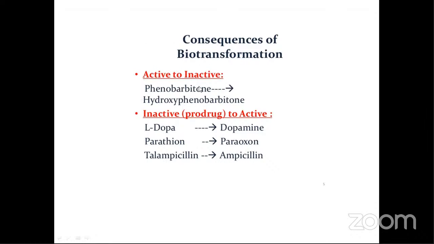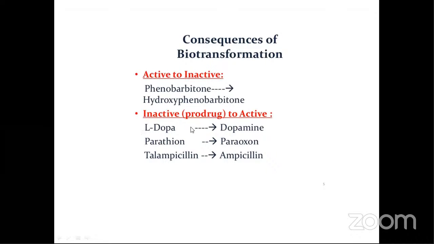You have an example like phenobarbital, an anticonvulsant drug, an epileptic drug or sedative hypnotic. Phenobarbital will be converted to hydroxyphenobarbital, meaning a hydroxylation process is there. So it is the inactive form. The first one is the active form, then converted to inactive form. This is one of the examples from active to inactive.